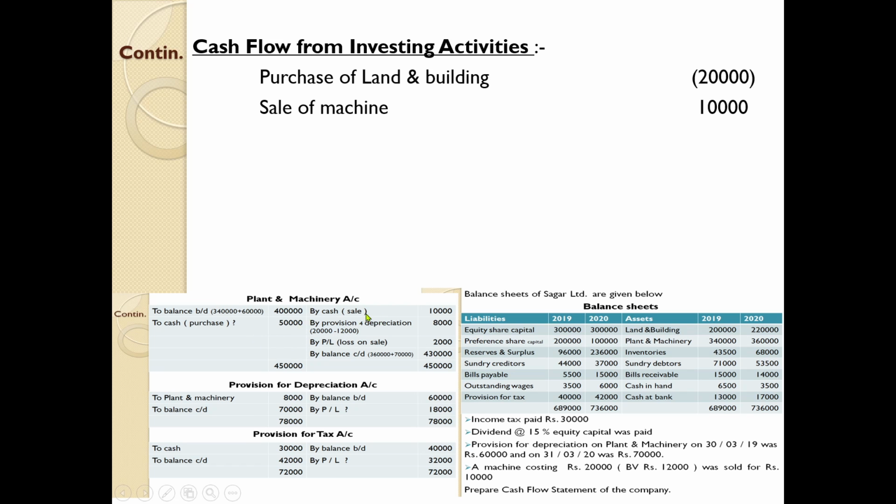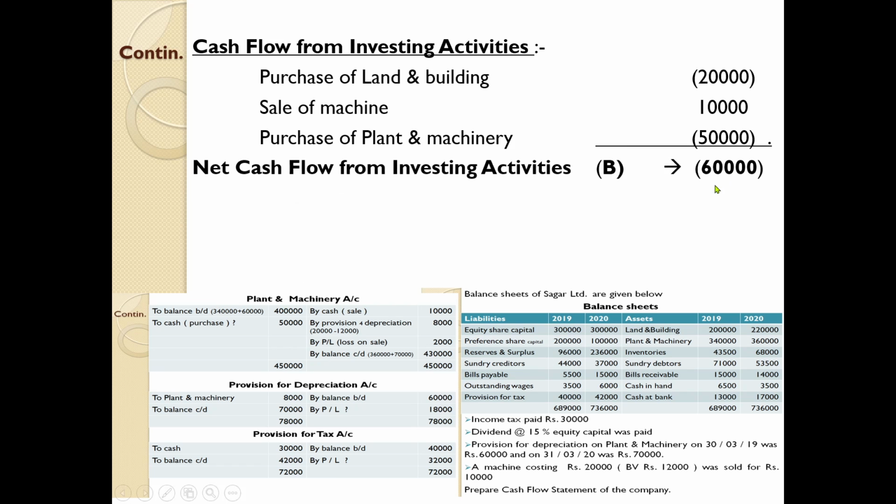So the sale amount is 10,000. Sale means inflow of cash. So 10,000 is added. Next one, purchase of plant, that is a purchase of 50,000. Since it is a purchase, our cash balance is reduced. It is considered as a negative amount. So once you adjust this, you will get a negative amount.